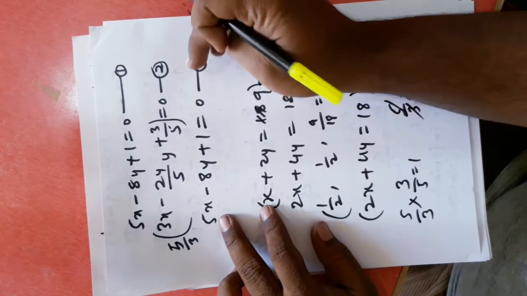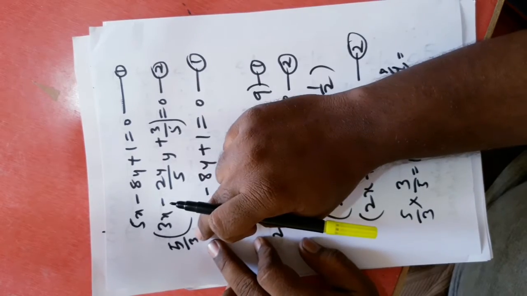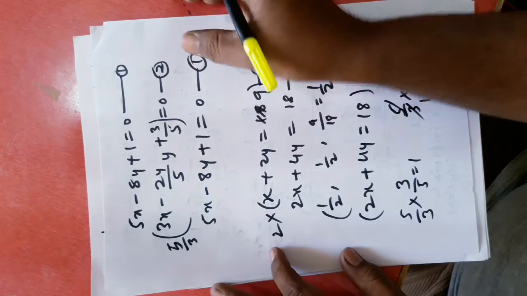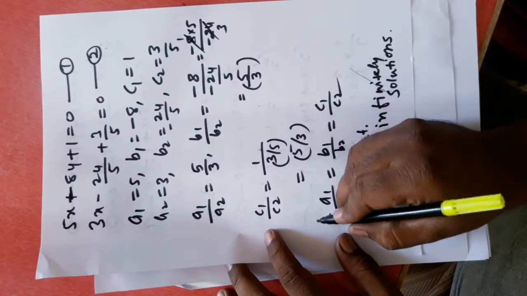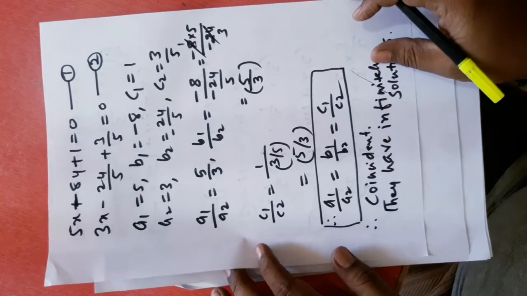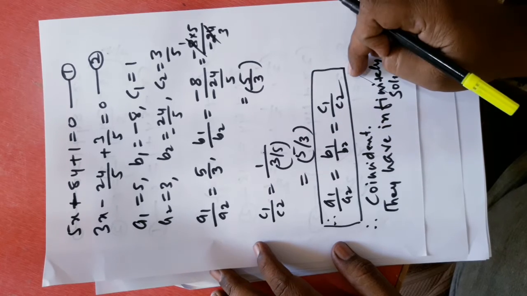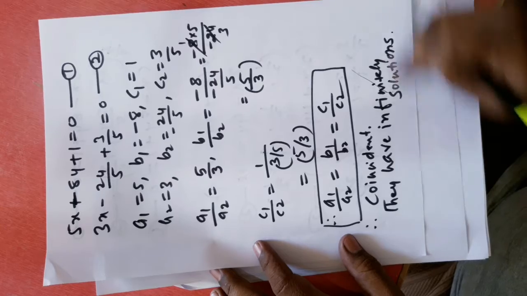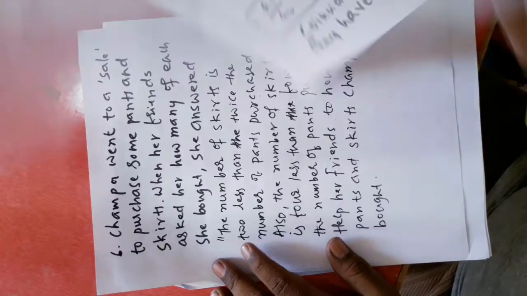How have I derived equation 1? By multiplying equation 2 by 5 by 3. One equation can be derived from the other equation, and coincident lines will always follow this condition. It will be a1 by a2 is equal to b1 by b2 is equal to c1 by c2. We have decided that these lines are coincident and they have infinitely many solutions. Okay.